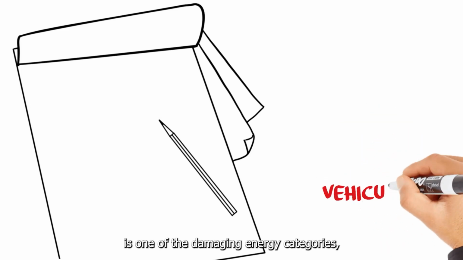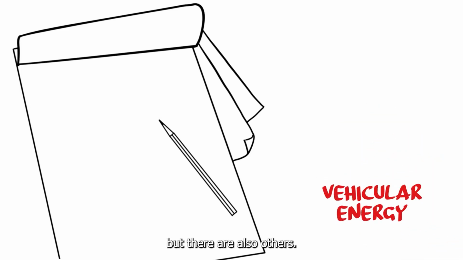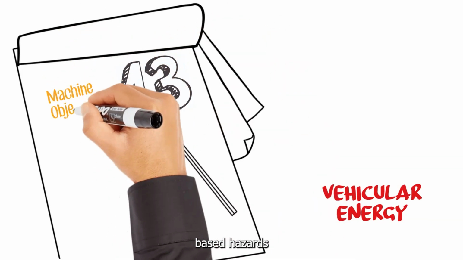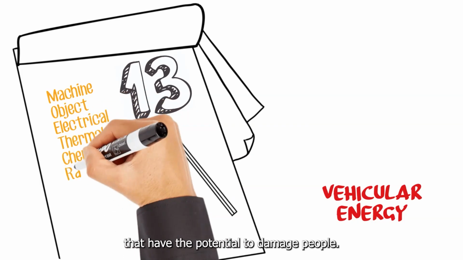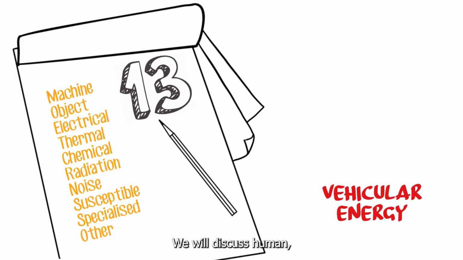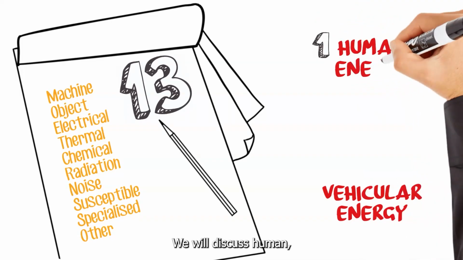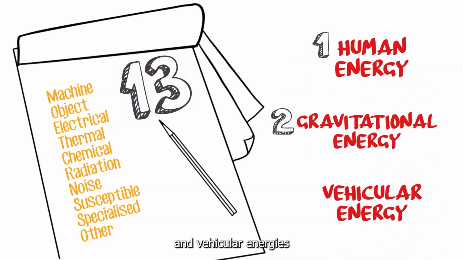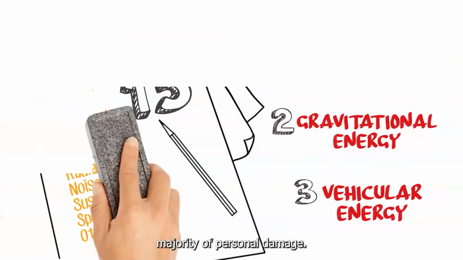Vehicular energy is one of the damaging energy categories, but there are also others. The damaging energy model identifies 13 different types of energy-based hazards that have the potential to damage people. We will discuss human, gravitational, and vehicular energies, as these 3 energies are involved in the majority of personal damage.